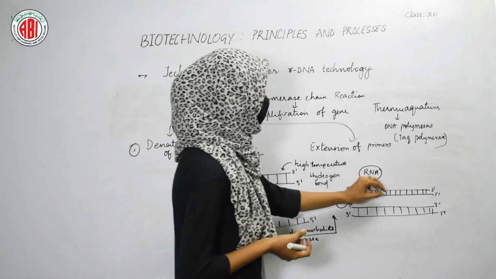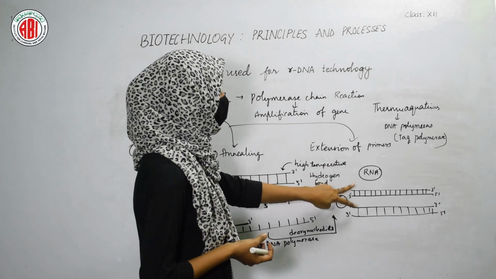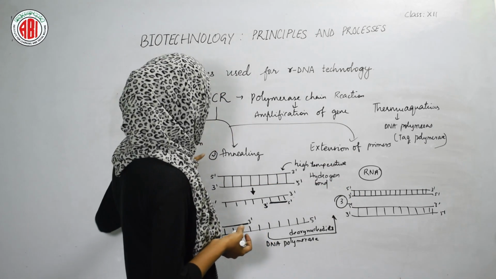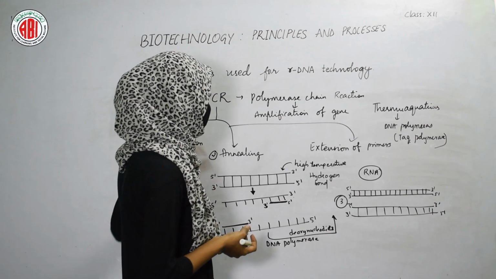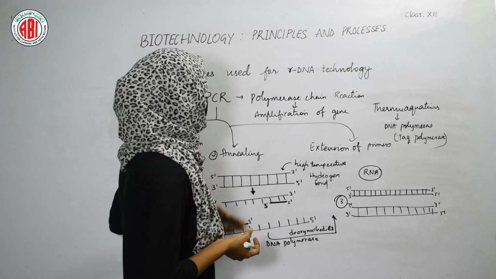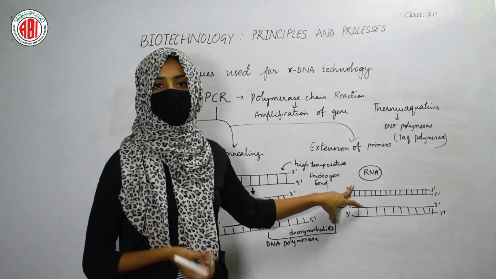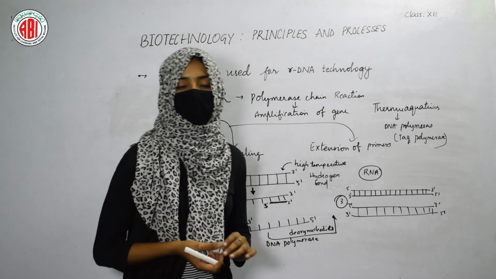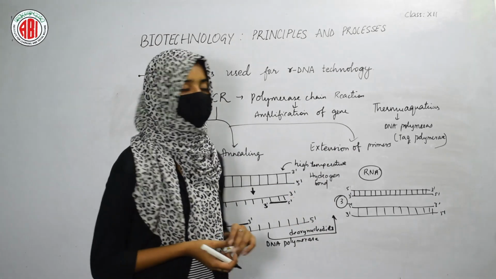In such a way the nucleotides are added and we can get 2 DNA strands. In the first step we have seen that only one strand is present, and this one strand undergoes the process called polymerase chain reaction that gives 2 strands. In this way amplification of DNA can take place by the process called polymerase chain reaction.